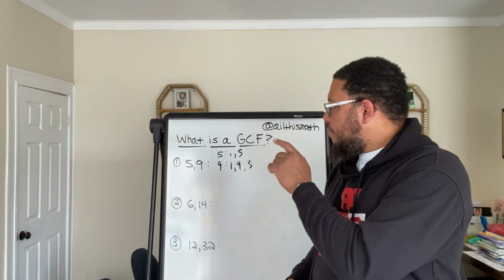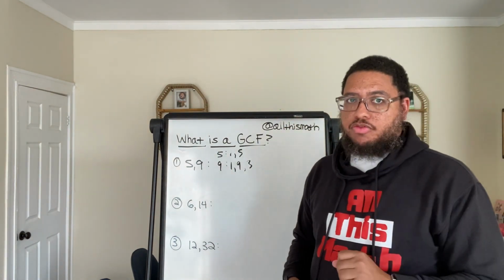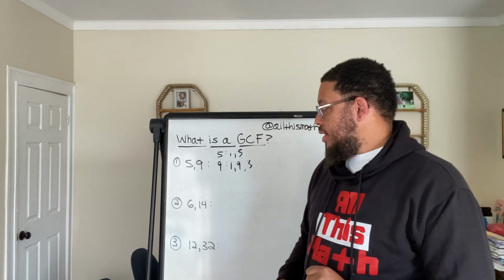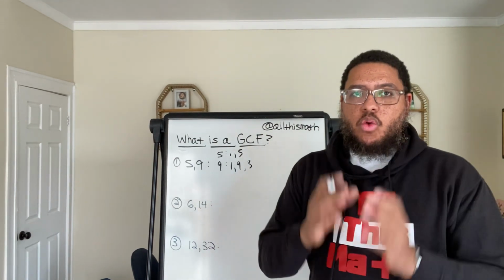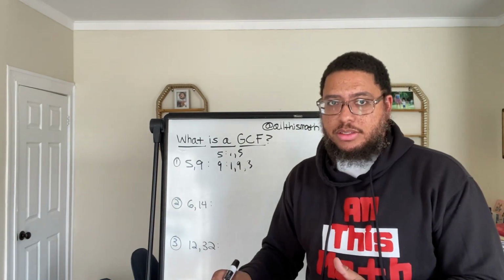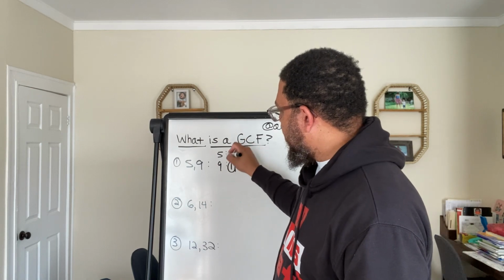So check this out. What is common in both lists? Meaning, what number shows up in both lists? All right? The 1 shows up in this list and 1 also shows up in this list.